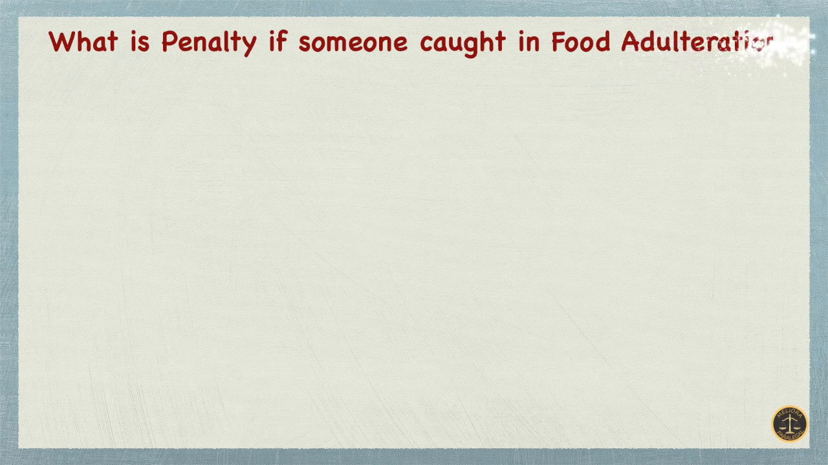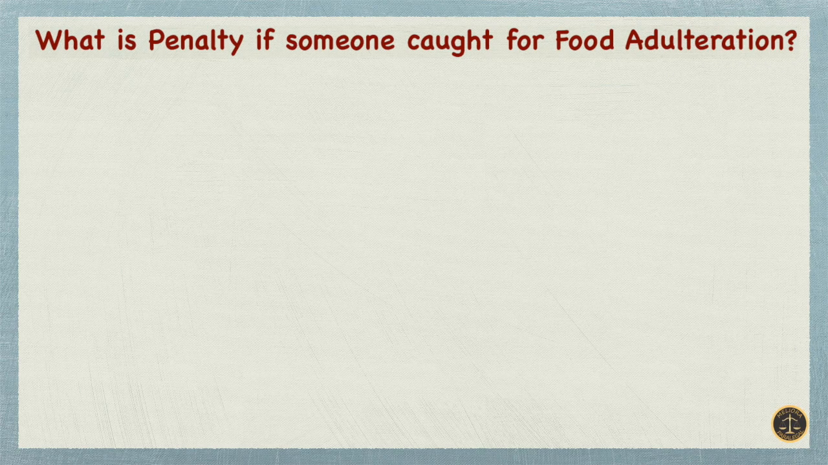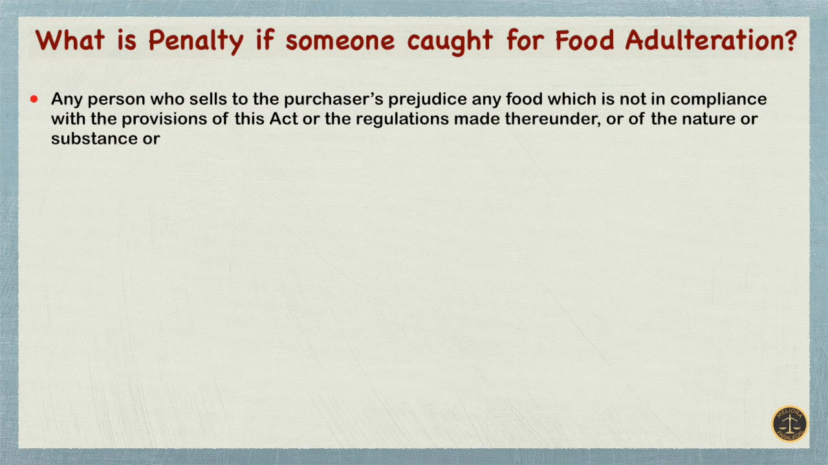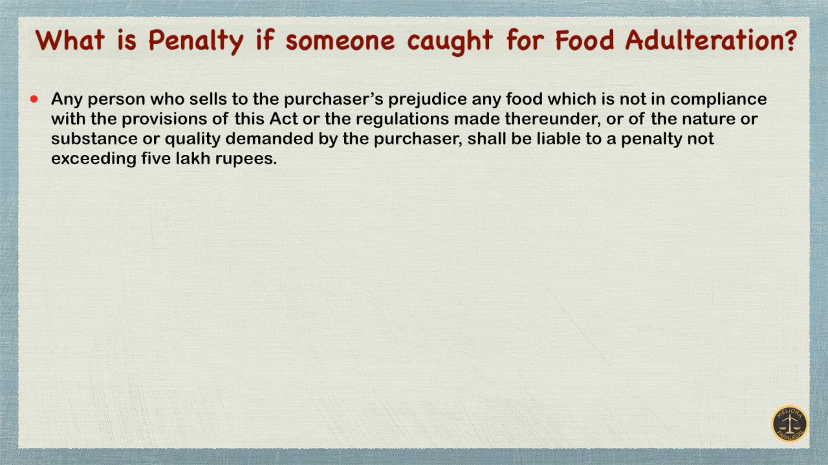Now, the next question is, what is the penalty if someone is caught in food adulteration? Any person who sells to the purchaser's prejudice any food which is not in compliance with the provisions of this Act, or the regulation made thereunder, or of the nature or substance or quality demanded by the purchaser, shall be liable to a penalty not exceeding 5 lakh rupees.